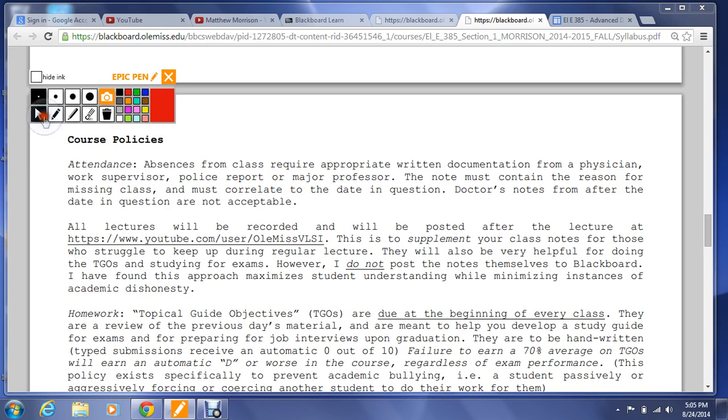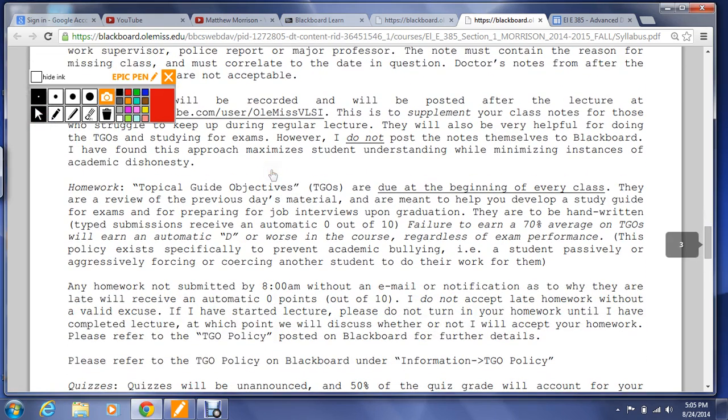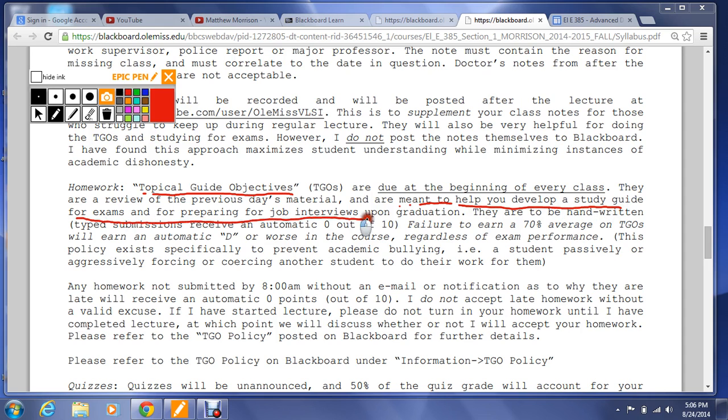Now, one of the big things in my teaching method is this thing called Topical Guide Objective. So number 5, part 1: TGO stands for Topical Guide Objective. My motivation for using this teaching method is it's meant to help you develop a study guide for exams and prepare for job interviews upon graduation. This is from when I was in Naval Nuclear Power School, NNPTC, Naval Nuclear Power Training Command. I was in the Navy for six years.